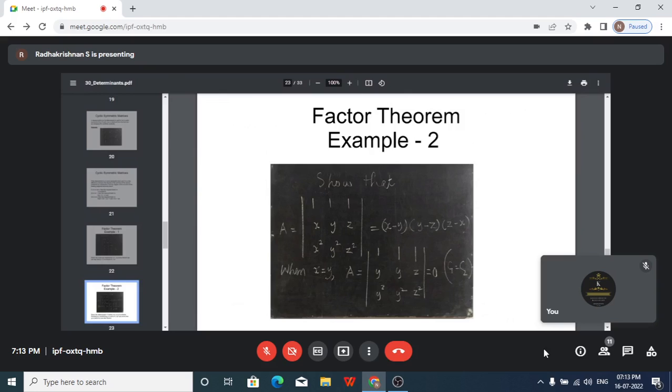Okay, but that doesn't tell us that there are no other factors. We cannot say that there are only these three factors. So we have to see what else is there. These three are factors, okay, right? But what else can be there?